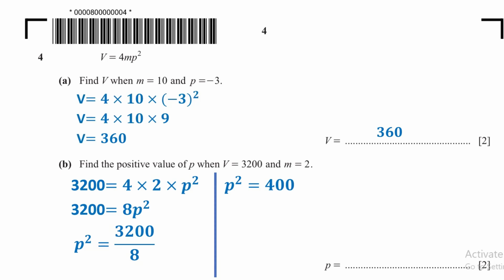We now take the square root of both sides to remove the square on p. Therefore, p equals square root of 400, which is equal to 20. So the positive value of p is 20. We enter this value on the answer space provided.